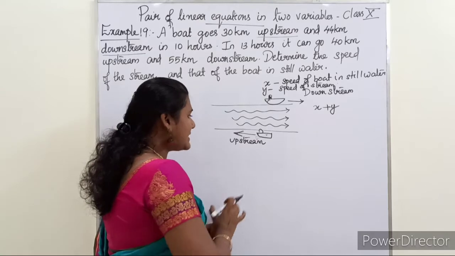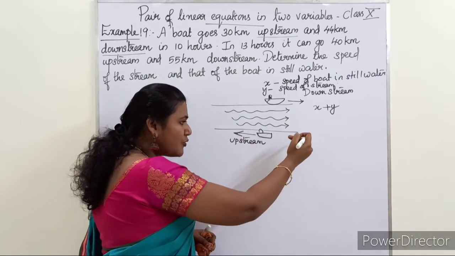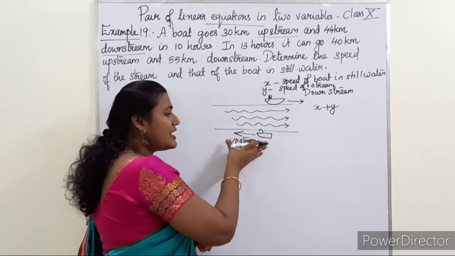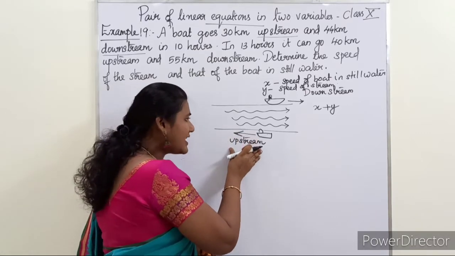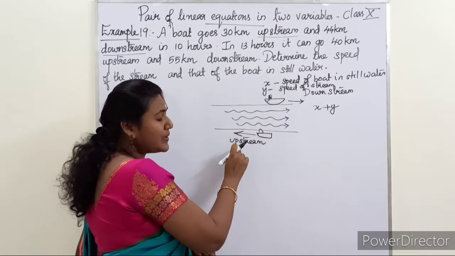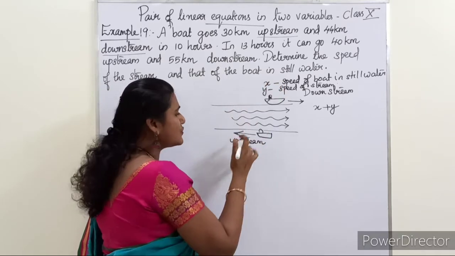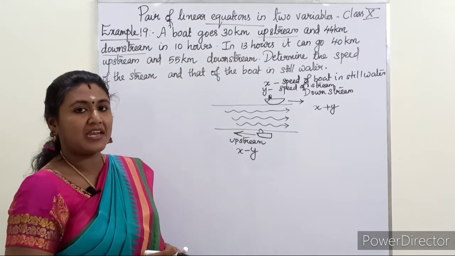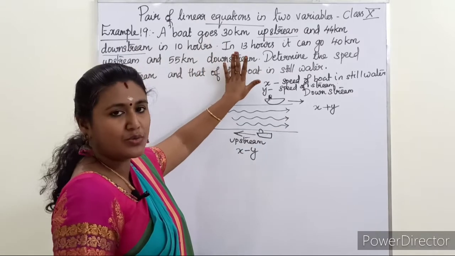Now, the second case, upstream. Imagine the boat is moving in the opposite direction of the stream, then naturally the speed of the boat will decrease. So in that case, the speed of the boat upstream will be the difference of these two speeds. So upstream, the speed of the boat will be x minus y. You should know these two concepts, then only you can do this sum.